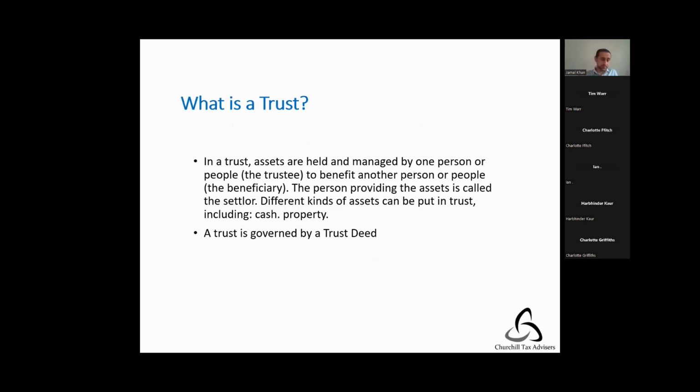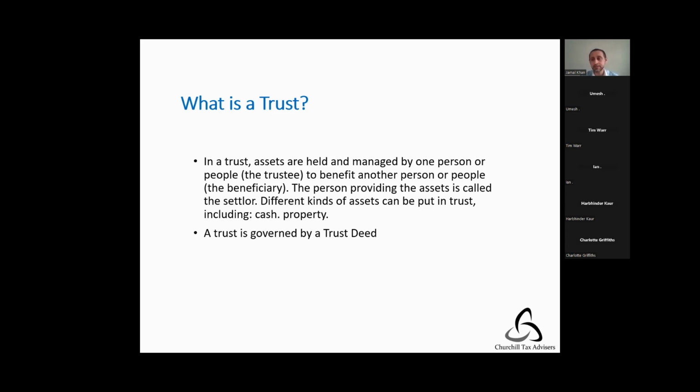What is a trust? To break it down, a trust is essentially a document that holds assets. It's created through a document, but it holds assets and is managed by one or more people called the trustees for the benefit of beneficiaries. This is a very simple definition of a trust, and it's governed by a trust deed. A trust deed sets out who the settlor of the trust is, who the trustees are, and who the beneficiaries are. And then you've got guarantors and some other people, or people who are protectors of the trust.